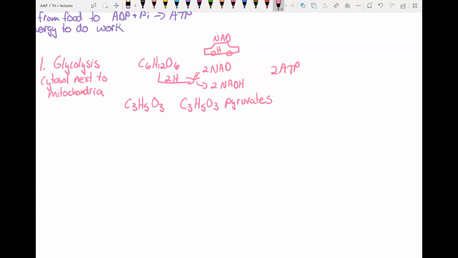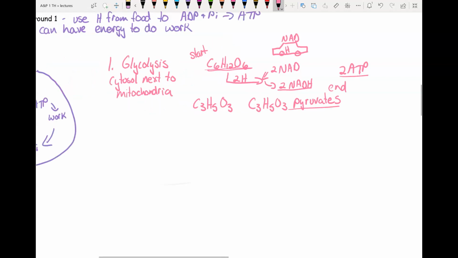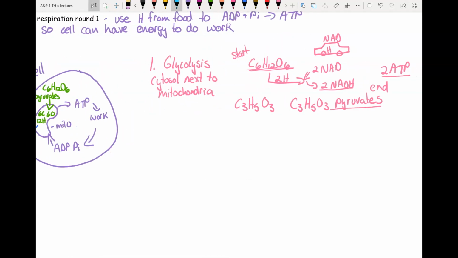So at the start of glycolysis, you had a glucose. That is what you started with. At the end of glycolysis, you have 2 NADH, 2 ATP, 2 pyruvates. That's what you have at the end. The next 2 steps I'm going to lump together here. We're going to have formation of acetyl-CoA and Krebs cycle.